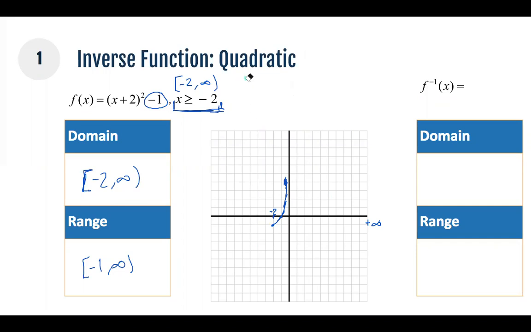Now let's find the inverse function. We're gonna have y is equal to (x plus 2) squared minus 1. We're gonna try to solve for x. So y plus 1 is equal to (x plus 2) squared. Now we're gonna need to find the square root of the expressions on both sides of the equation.